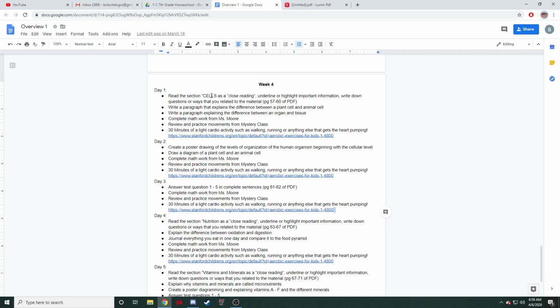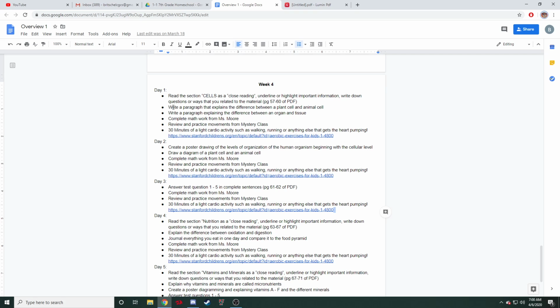We're going to begin looking at cells. Again, a close reading is underlining or highlighting important information within a single paragraph, and then making sure to write down a question or a way that you related or connected to that material. So just asking questions, making sure that you're engaged. This should feel like work. It's not just simply reading, it's showing me that you're engaged with the reading.